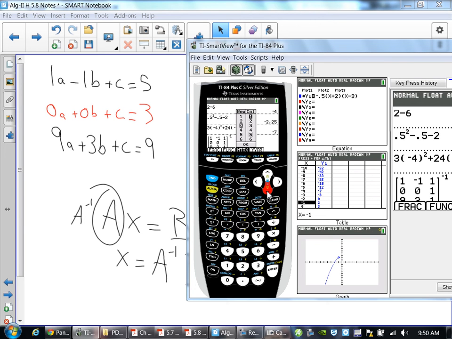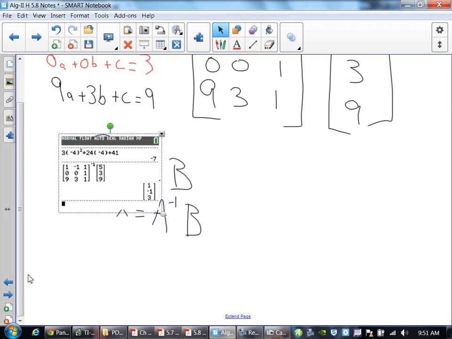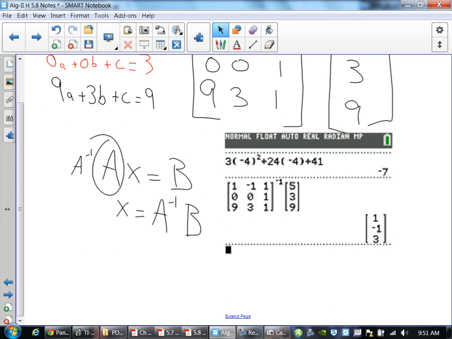And then our answers were 5, 3, and 9. And now I hit enter. And it gives me 1, -1, and 3. And that stands for A, B, and C. A equals 1. This is A, B, and C.